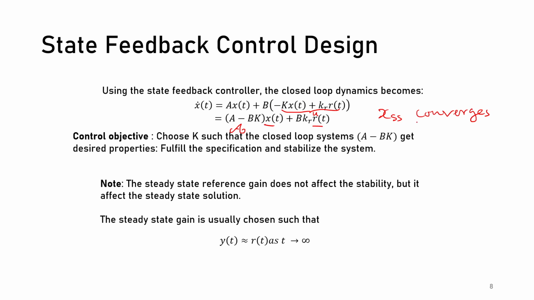How? What is the condition that H converges if we have the differential equation H dot equal to A calligraph times H plus something? It means that all the terms that depend on t should equal 0 when t goes to infinity. Otherwise, it will never reach steady state.